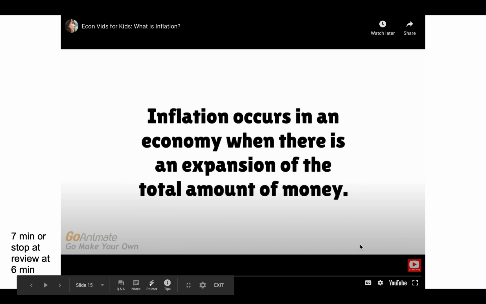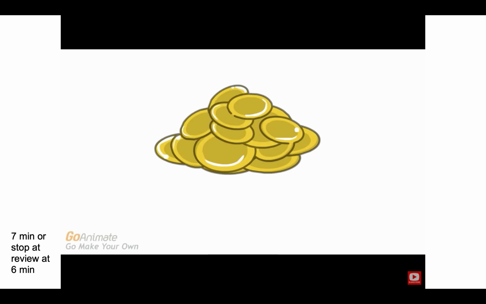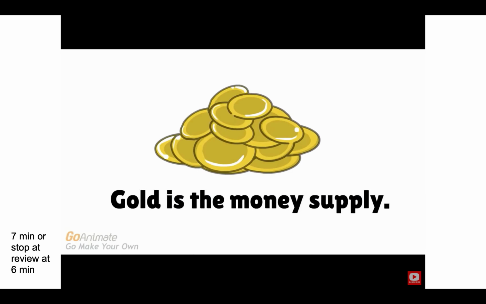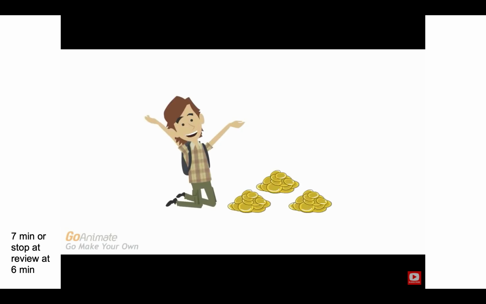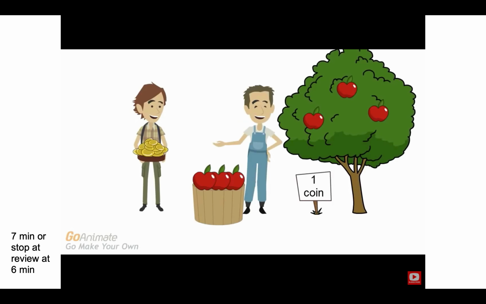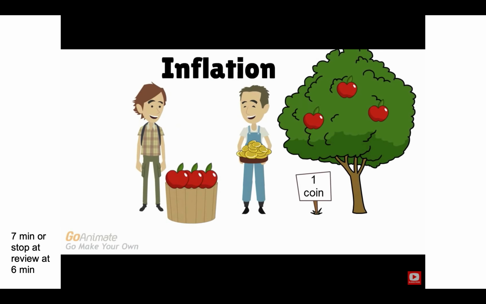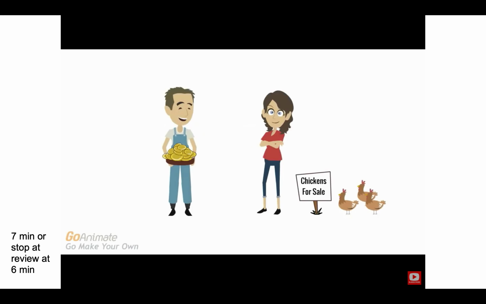Inflation occurs in an economy when there is an expansion of the total amount of money. For example, let's say a society uses gold coins as money. Gold is the money supply. In the marketplace, Billy, who really likes apples, buys an apple from Farmer Jack for a piece of gold. However, one day Billy happens upon a gold mine. He makes himself piles of gold coins. He then rushes to the market and buys 10 apples from Farmer Jack. The money supply of the economy has just expanded. It has experienced inflation.